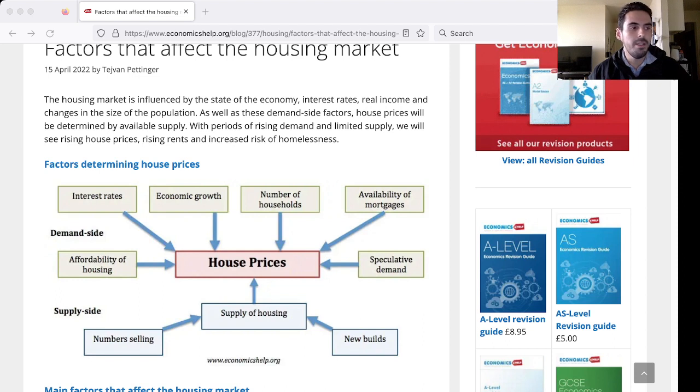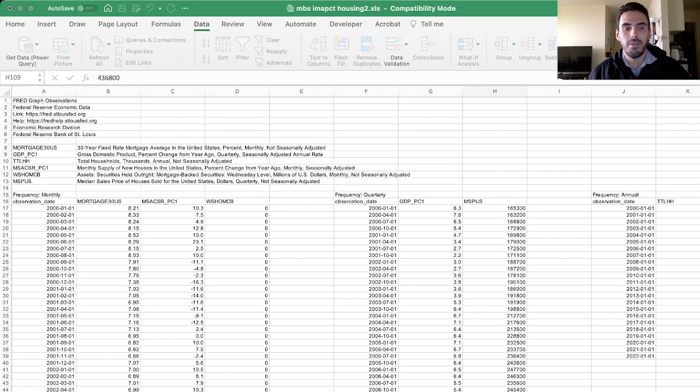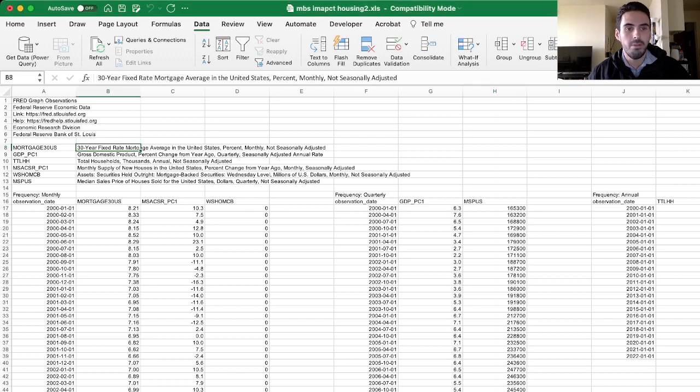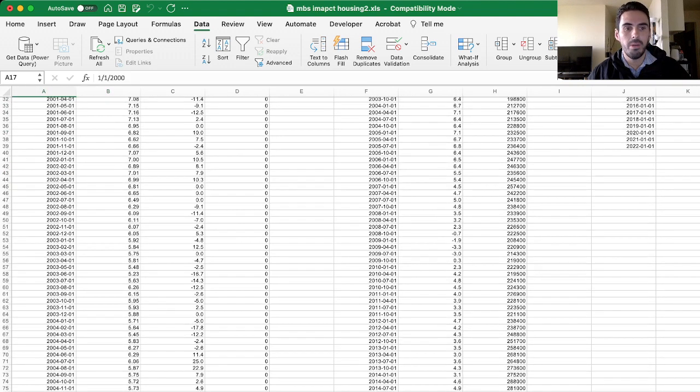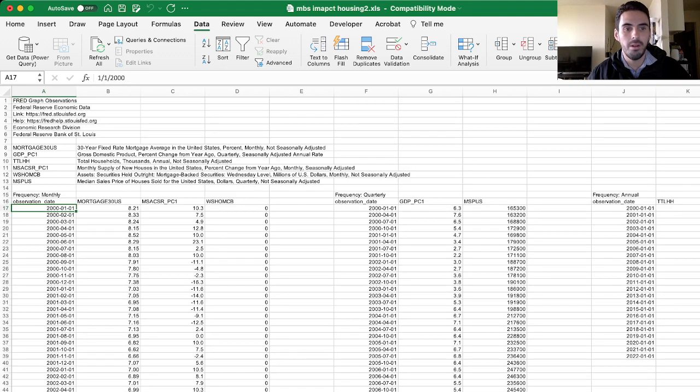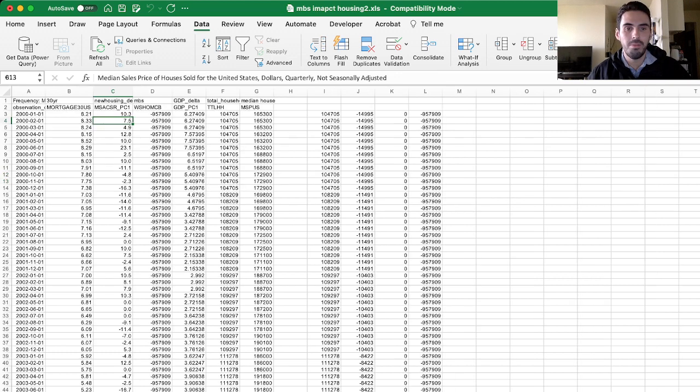So what I did is essentially I downloaded a lot of data from the Federal Reserve. If you want, you can pause and see the data that I downloaded. So things like 30-year fixed mortgage rates, and I used quarters from the year 2000 all the way to the current year. Also things like the total mortgage-backed securities held by the Fed and the median sales price of houses sold in the United States. So I transformed the data and cleaned it up, and it looks something like this.